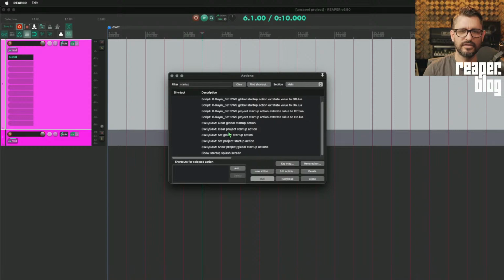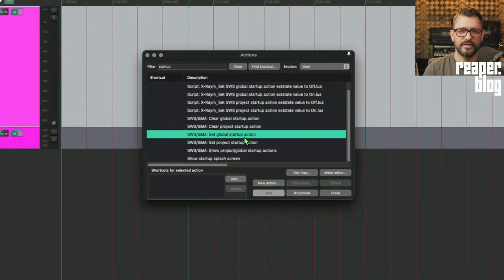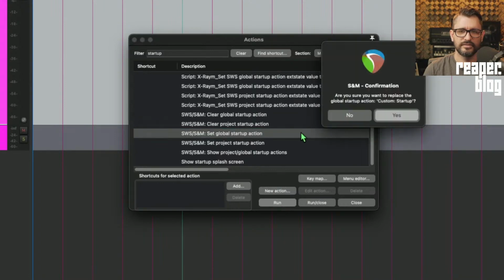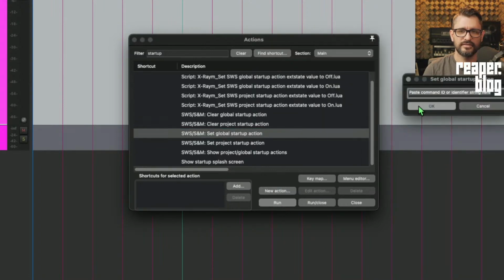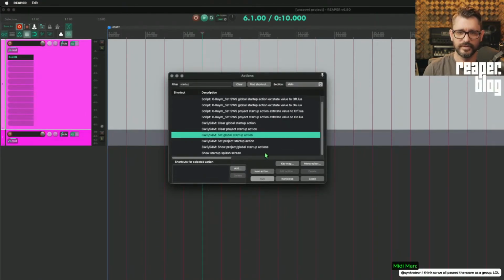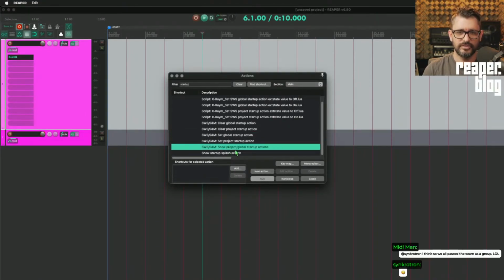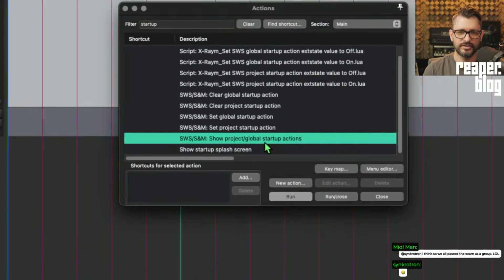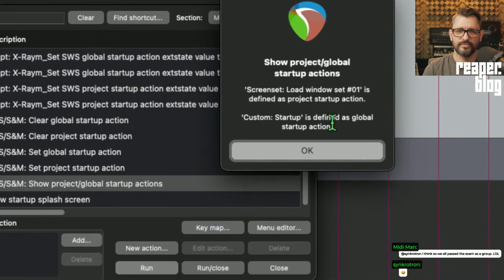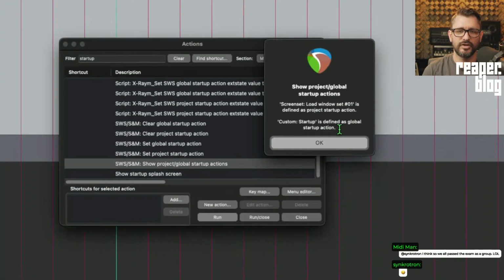I find set global startup action. I run that. Hit yes. You paste in that command ID. Hit OK. And you can also show project and global startup actions. So screen set load window set 1 is defined as project startup action. Custom startup is defined as global startup action.